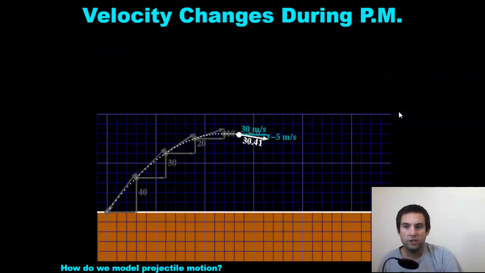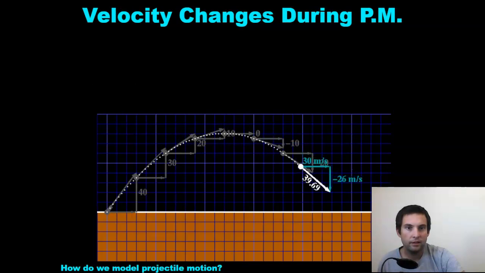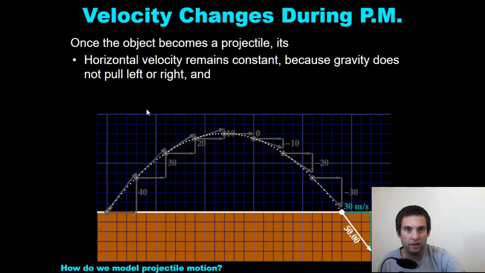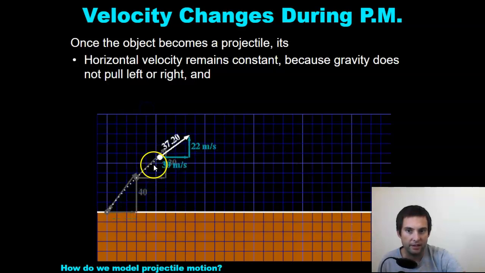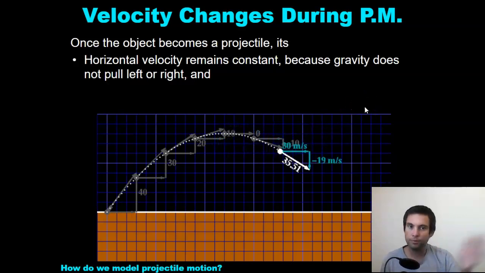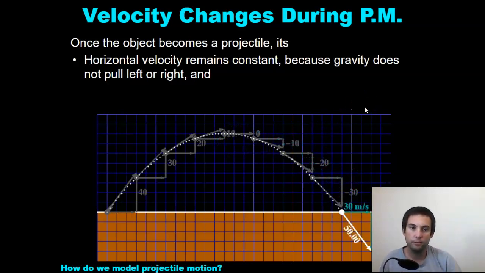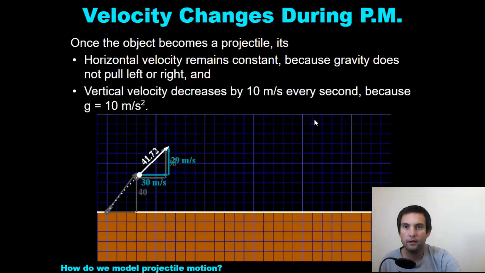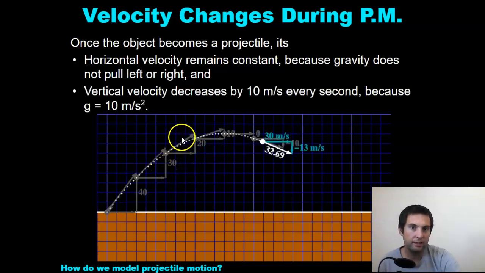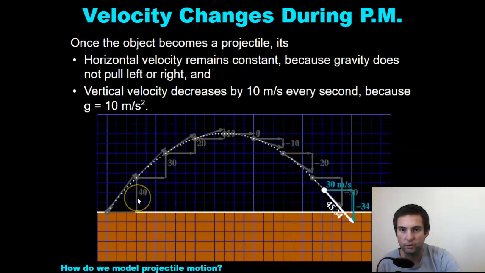Alright, so velocity changing during projectile motion. Once the object becomes a projectile, the horizontal velocity will stay constant. Look, it's 30 meters per second the entire time. Because gravity doesn't pull us left or right, gravity only is acting downwards. So the Earth is pulling us down. Okay. The vertical velocity decreases by 10 meters per second because g equals 10 meters per second squared.